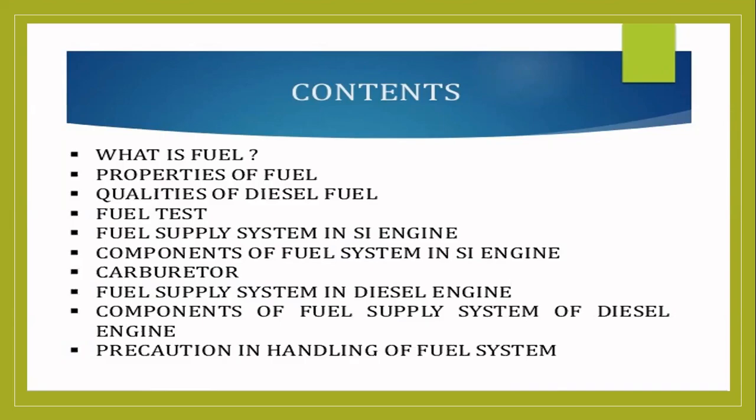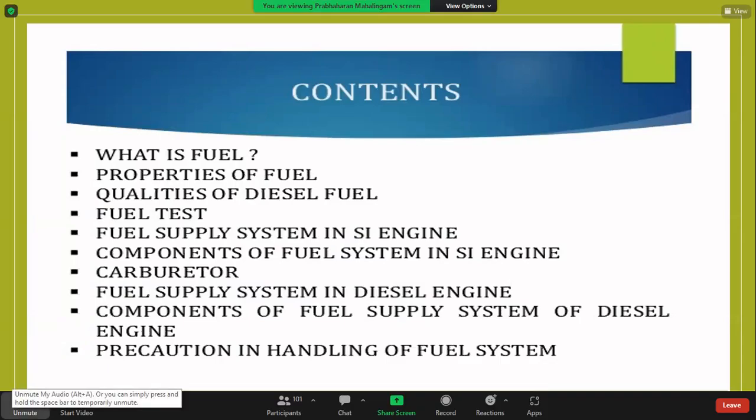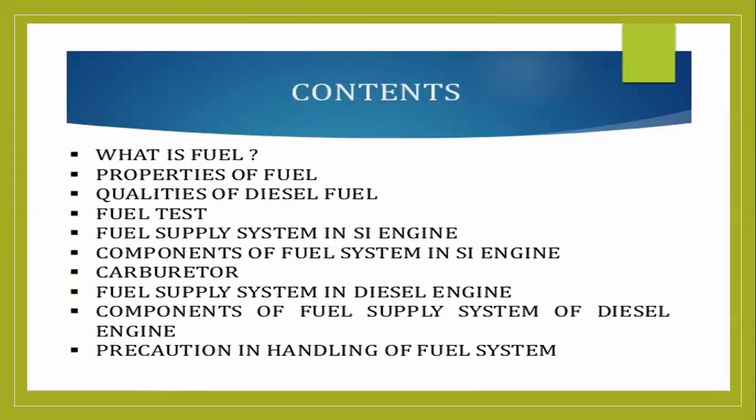Fuel supply system in an engine: how the fuel will be supplied. Component of fuel system in SI engine. What is an SI engine? That is called spark ignition. Normally we call it SI. Then the carburetor comes there. So the common component of the fuel system in an SI engine is the carburetor. Fuel supply system in a diesel engine, or compression ignition, CI engine. Compression ignition is called the diesel engine. Components of the fuel supply system of a diesel engine.